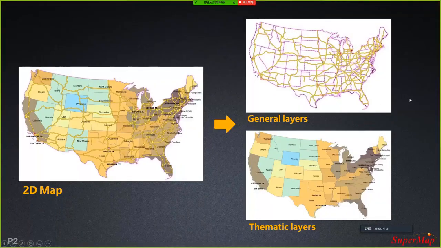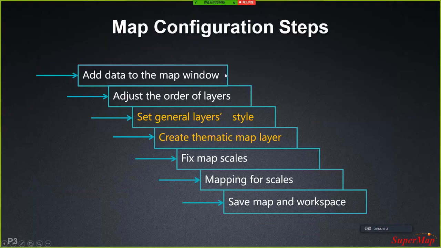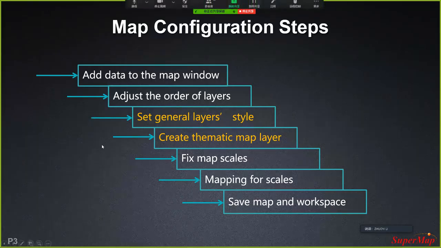Let's see, a complete 2D map is composed of general layers and semantic layers. Today I will show you how to make the 2D map. These are the map configuration steps, the workflow of making semantic maps.